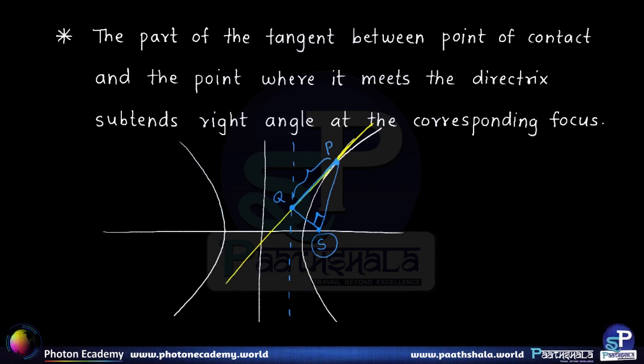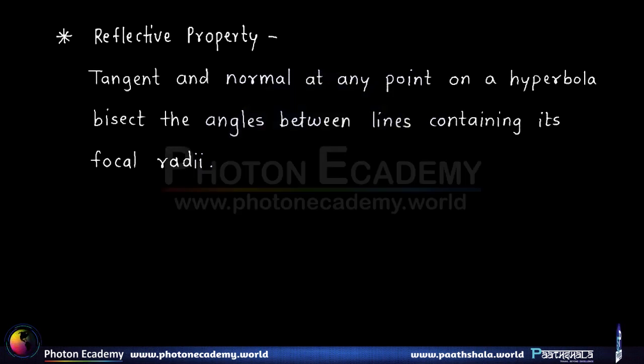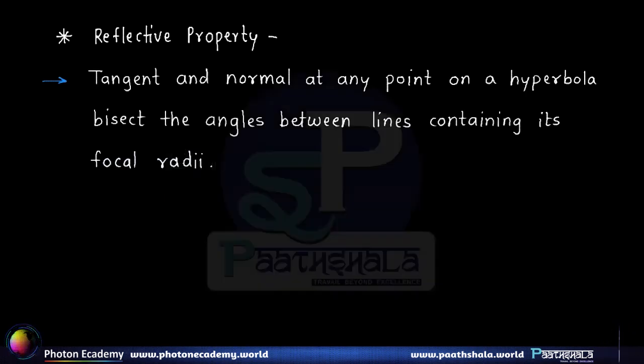Let's go ahead. Now here is another interesting property, again similar to the ellipse, that is a reflective property. Before we see what the reflective property is, we have to understand one fact first: the tangent and normal at any point on a hyperbola bisect the angles between the lines containing its focal radii. By the word "its" we mean of the points. Okay? So let's see what this means.